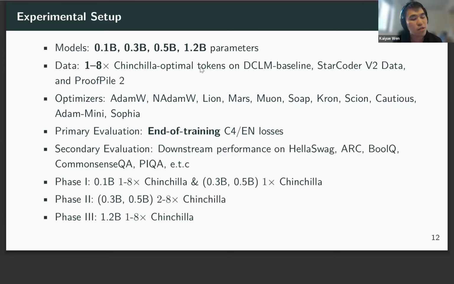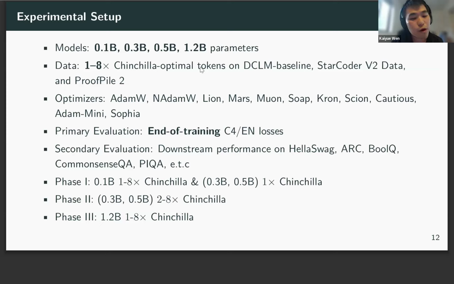But just to verify whether the optimization benefit transfers to downstream tasks, we also test some of the downstream performance on benchmarks like HellaSwag, ARC-Easy, and BoolQ. All of our runs and results are shown in the paper, and we essentially open source almost every run that we ran. So if you are interested in some of the details, feel free to check out our paper.